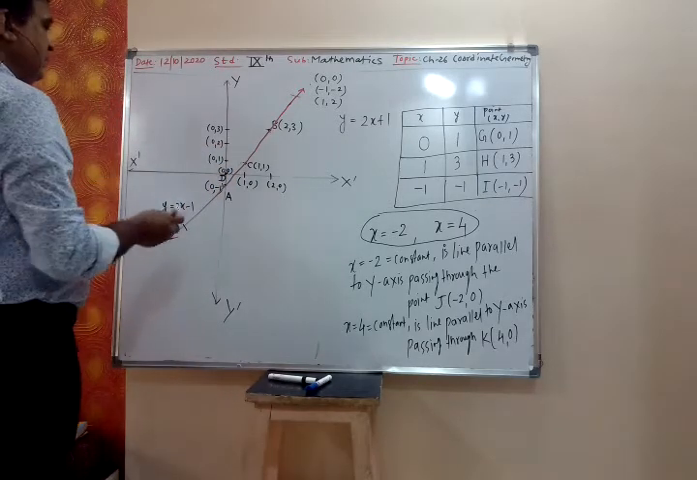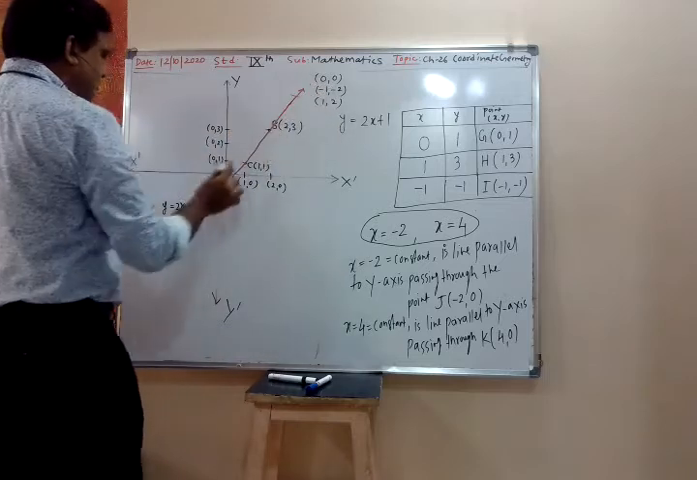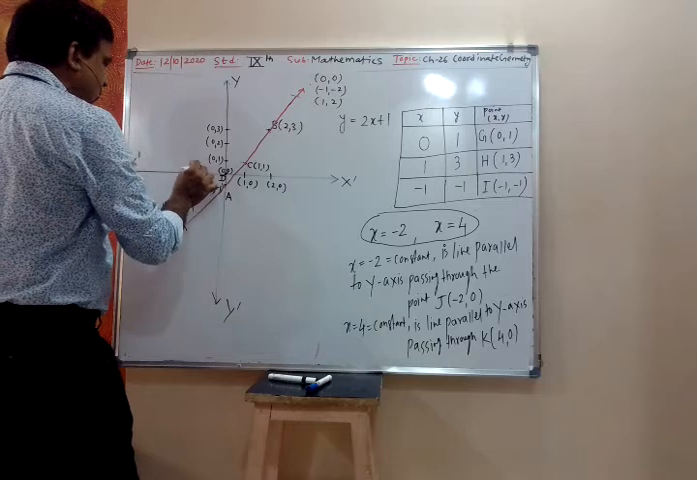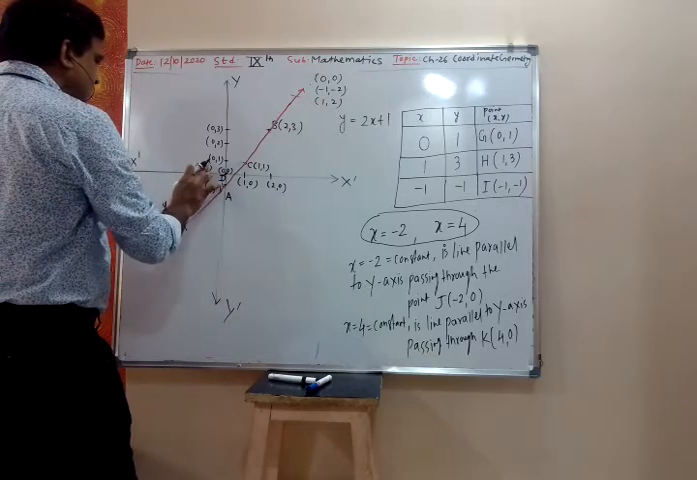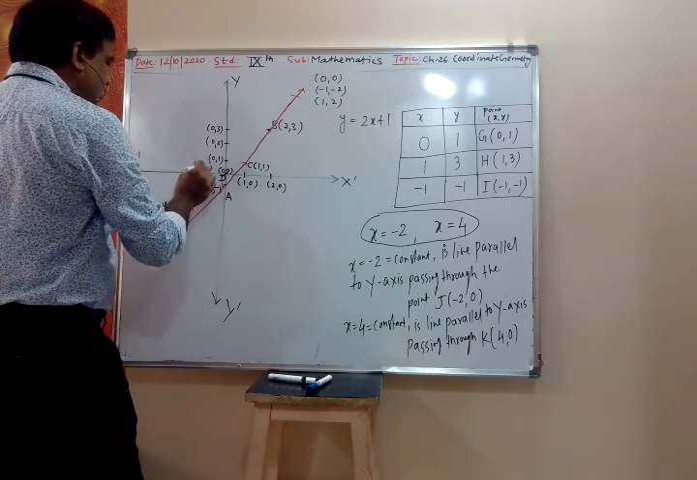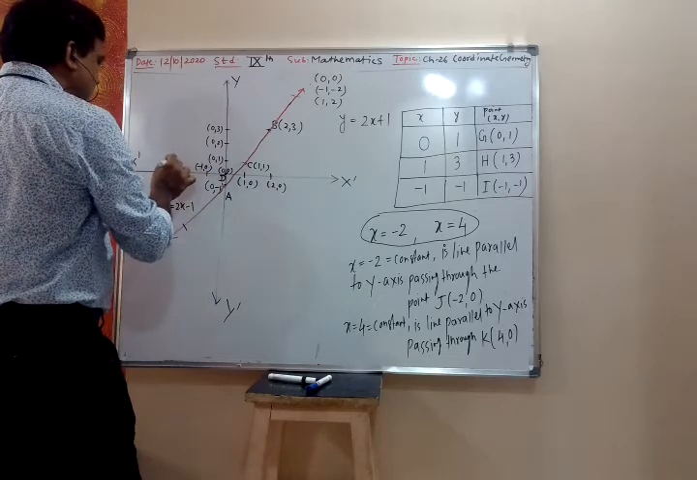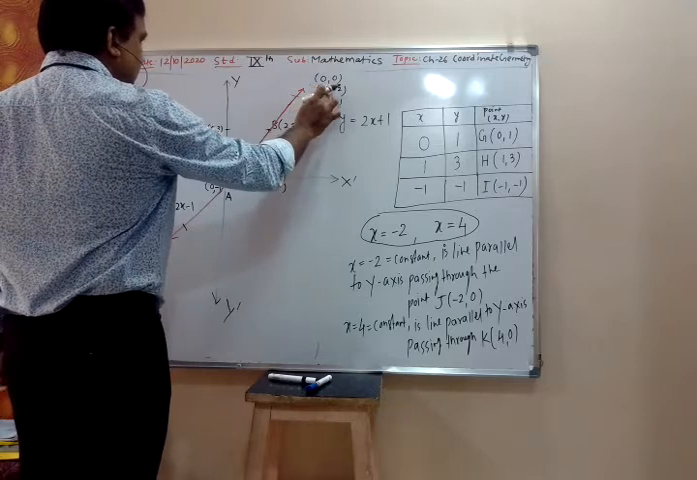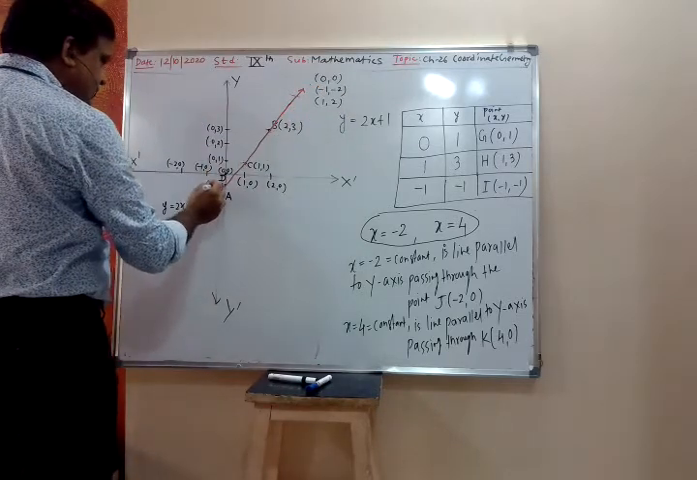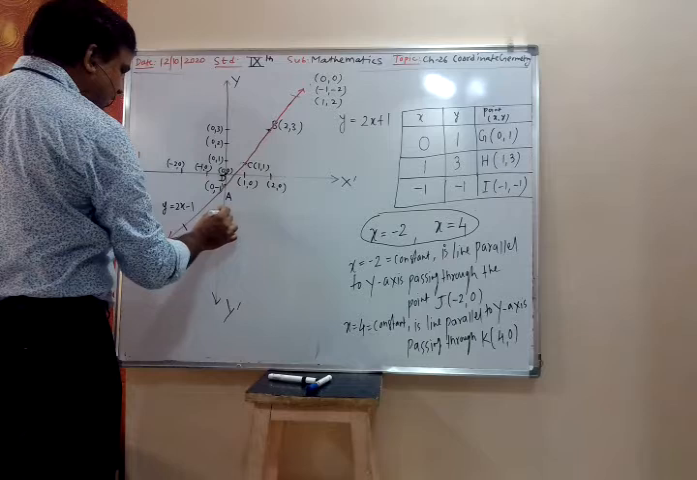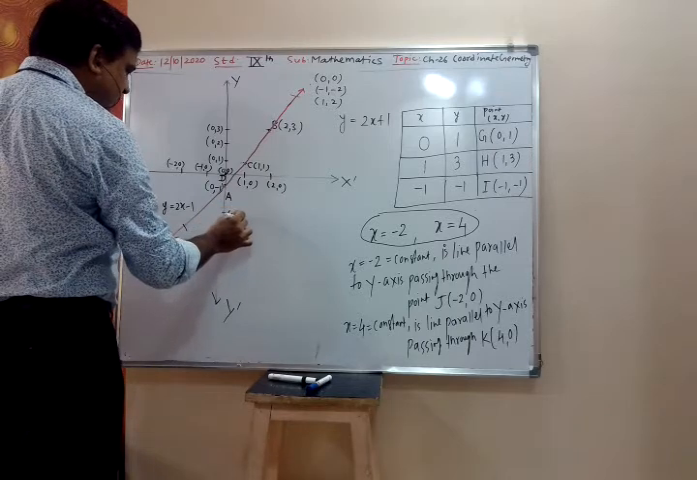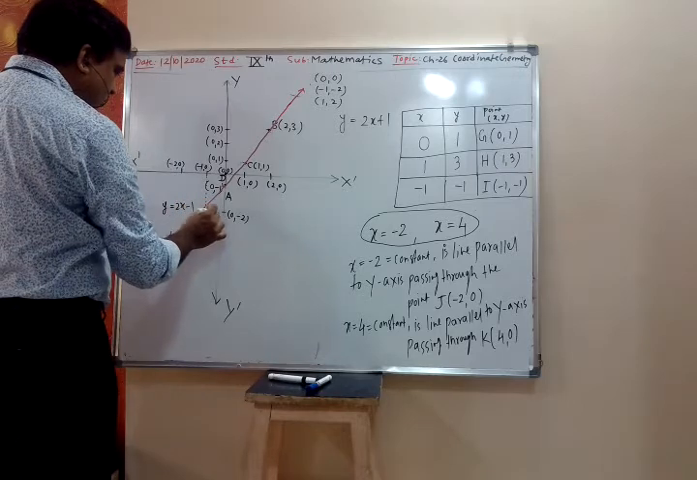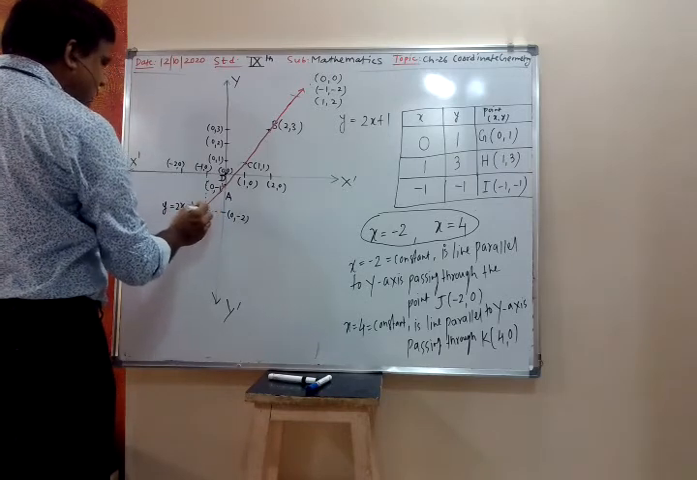Then E, minus 1 comma minus 2. X is minus 1, y is minus 2. So where will be x minus 1? Negative x axis. So that is minus 1 comma 0. Then minus 2 comma 0. Y is negative. So this is 0 comma minus 1, then 0 comma minus 2. Now join the point minus 1 comma 0 and 0 comma minus 2. So this is my point B.